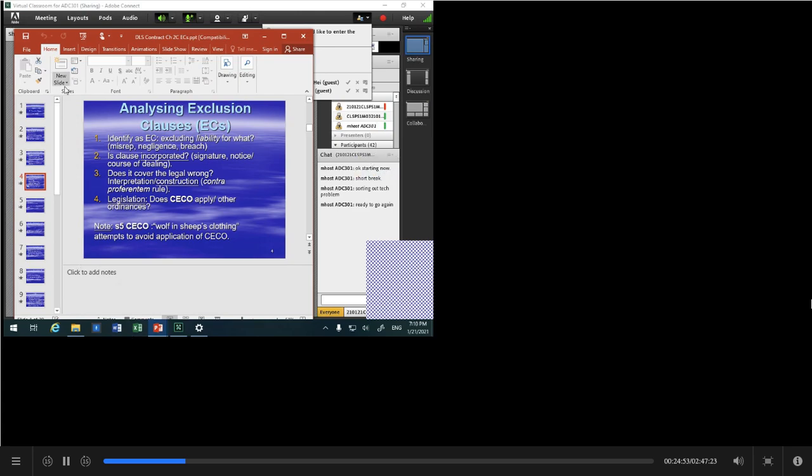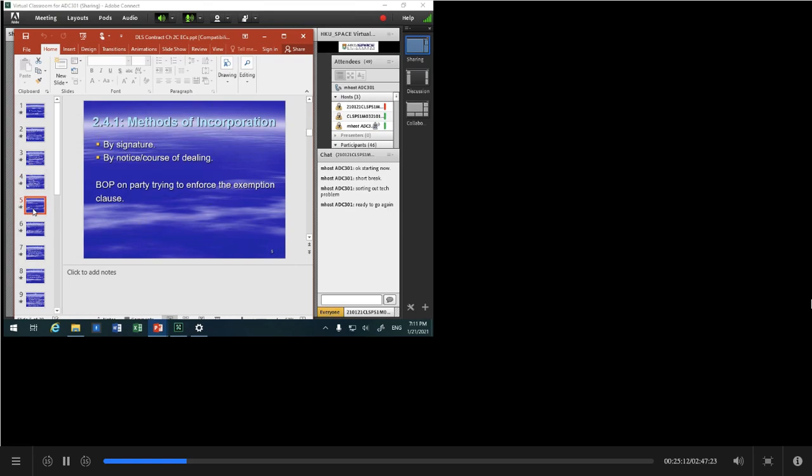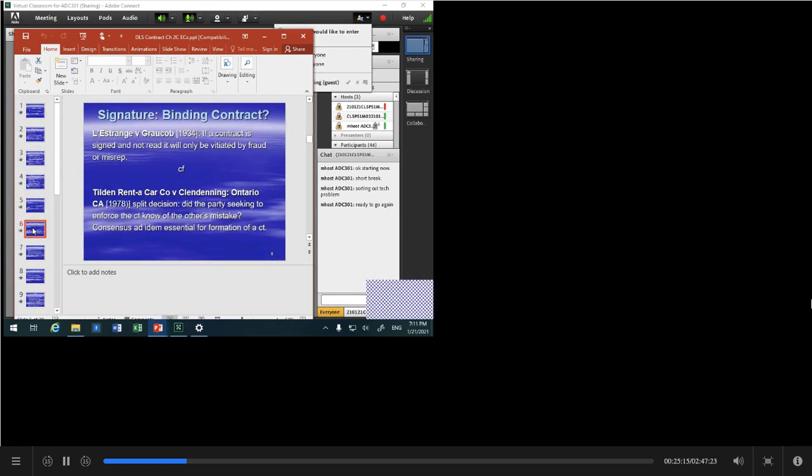So very quickly, with regard to incorporation by signature, remember the must-know case is L'Estrange v Graucob. If you sign a contract, you are bound by all of its terms, even though you haven't read the contract, unless there's fraud or perhaps misrepresentation involved. So L'Estrange v Graucob, everybody, must-know case. That's from last time. Don't forget about Curtis, where actually there was misrepresentation involved, so that's why it's a contrasting case.